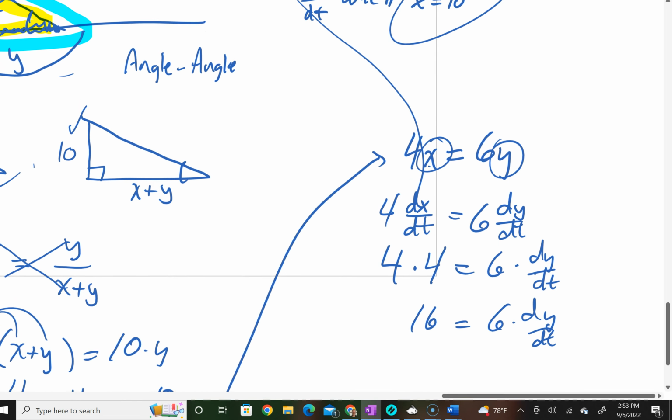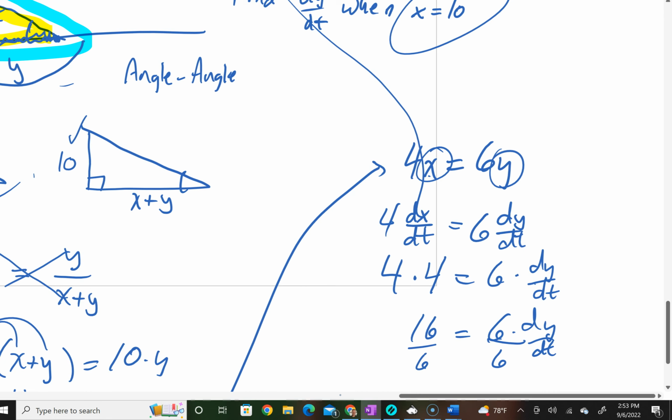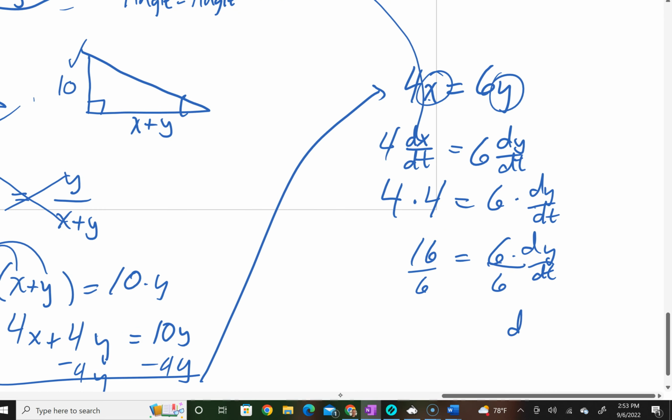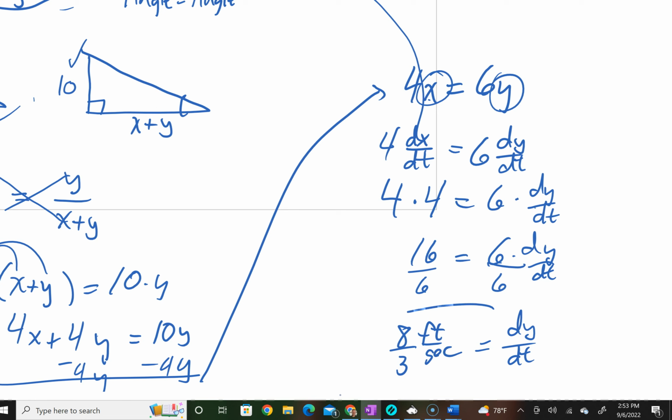We're going to divide by a 6. And 16 divided by 6, if we were to divide out a 2, we'll get 8/3. So that's 8/3 feet per second. It's a positive rate of change. Her shadow is growing. So that's it for the related rates lesson.